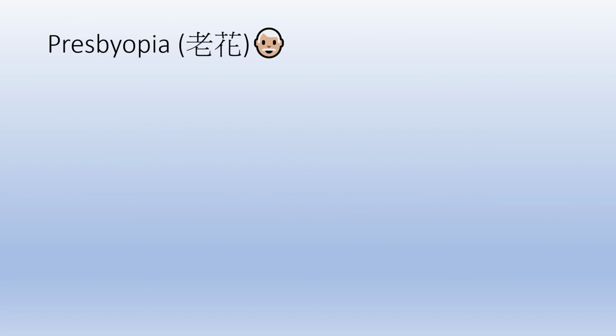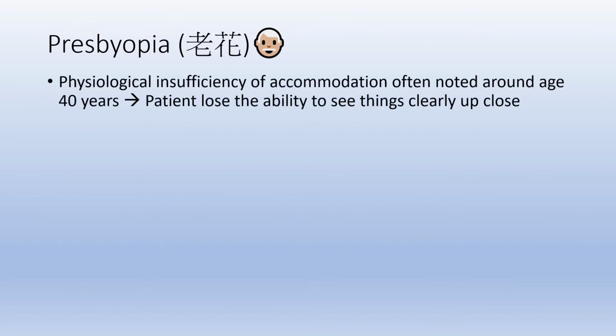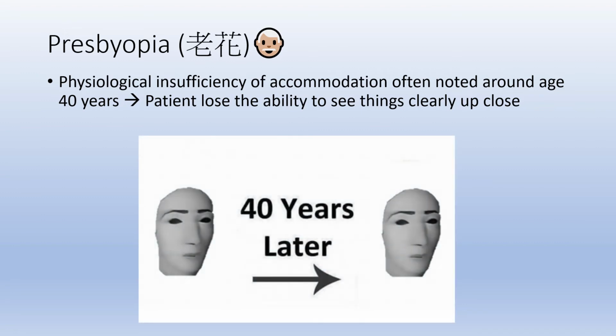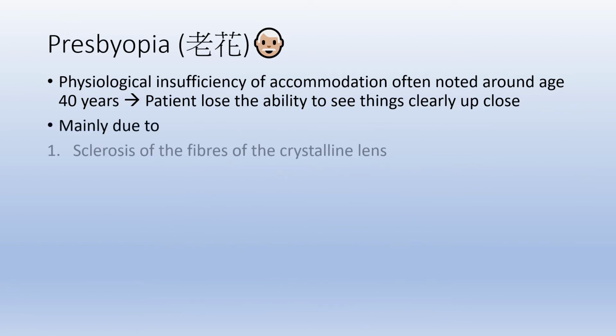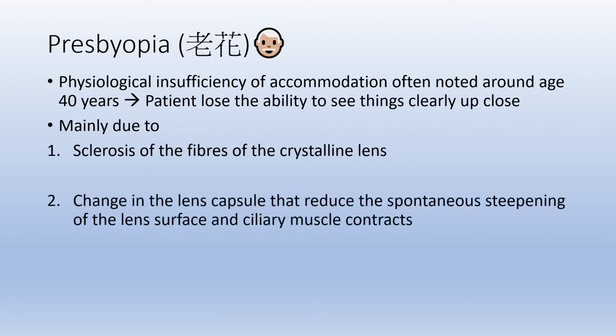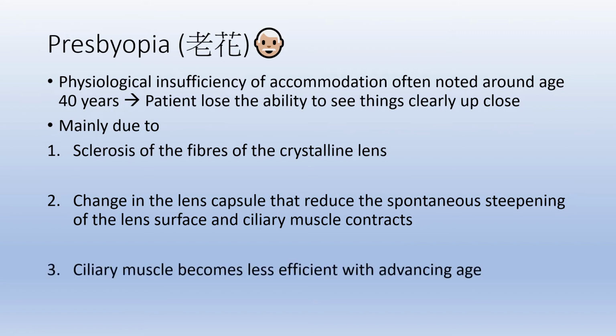Finally, let's talk about presbyopia. This is a physiological insufficiency of accommodation, often occurring around 40 years of age, because the patient loses the ability to see things clearly up close. The reason is aging, and it's mainly due to sclerosis of the fibers of the crystalline lens, change in the lens capsule that reduces the spontaneous deepening of the lens surface, and the ciliary muscle becomes less efficient with advancing age.